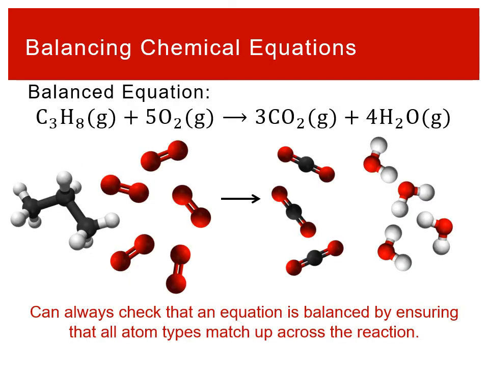So if we look at our overall balanced equation, we can see these coefficients, the implied 1, the 5, the 3, and the 4, imply the number of each type of molecule that is involved in the reaction. So one propane molecule reacts with 5 oxygen molecules to create 3 carbon dioxide molecules and 4 water molecules. So all of those are going to be created in this process, or used in this process and then created.